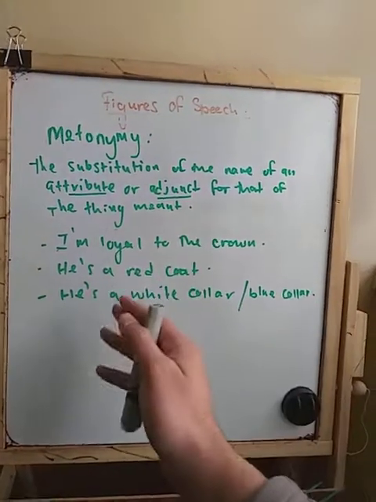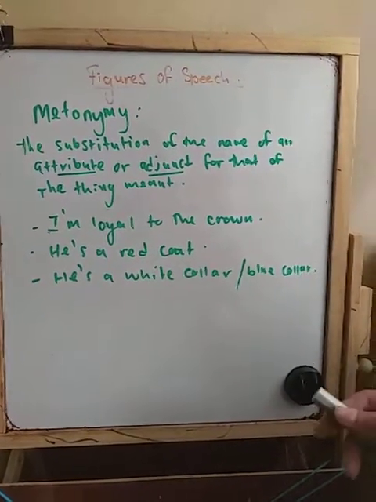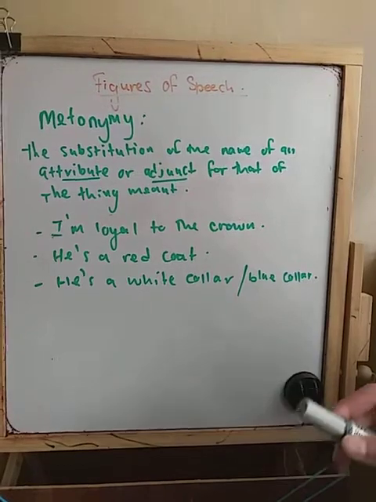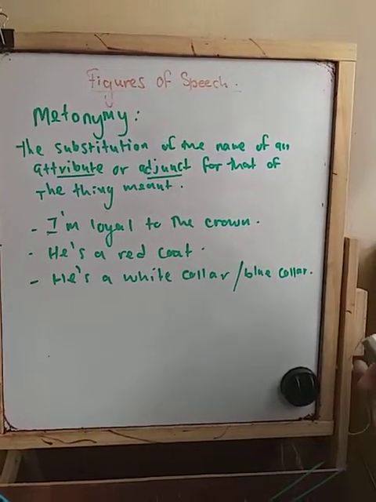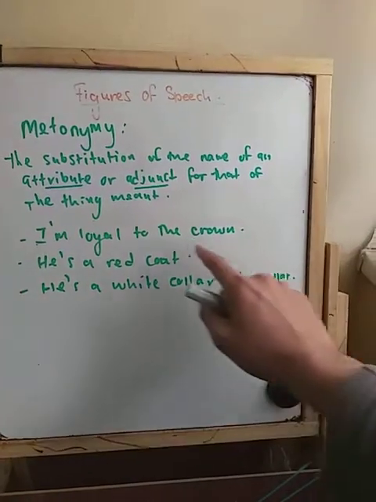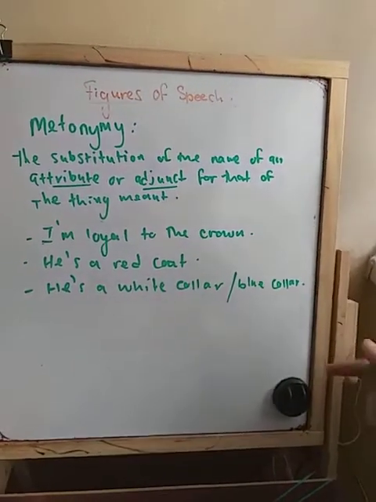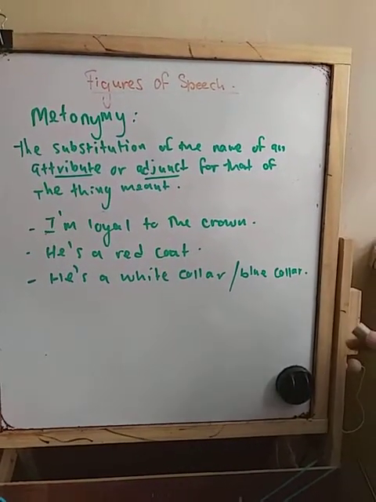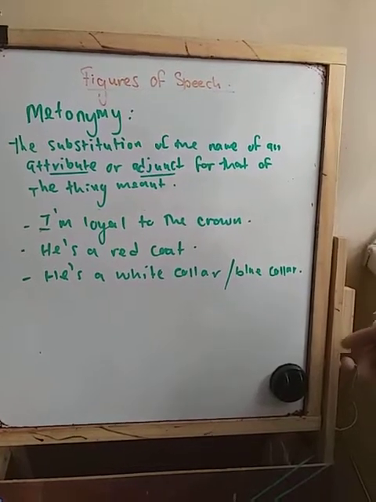Let's see some examples here. I'm loyal to the crown. So I'm loyal to whom? I'm loyal to the crown. And the crown is an attribute of the queen or the king. So here the substitution is made. We have substituted the queen. We've replaced it with the attribute of the queen, which is the crown.